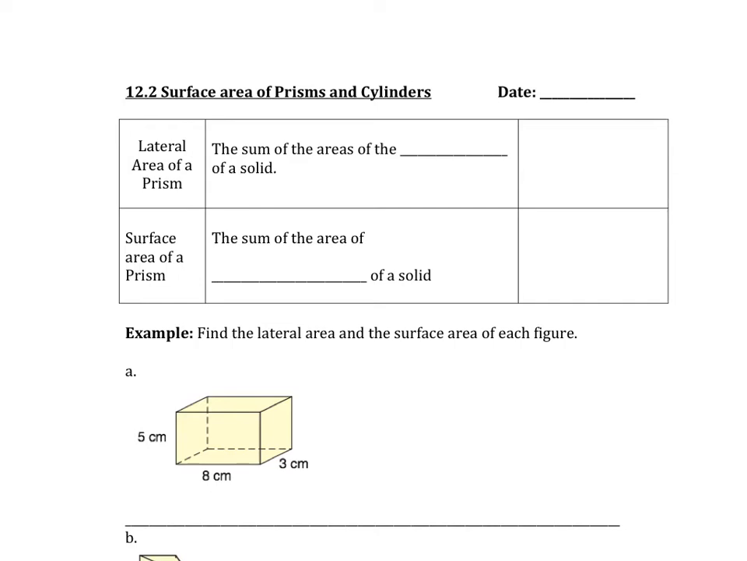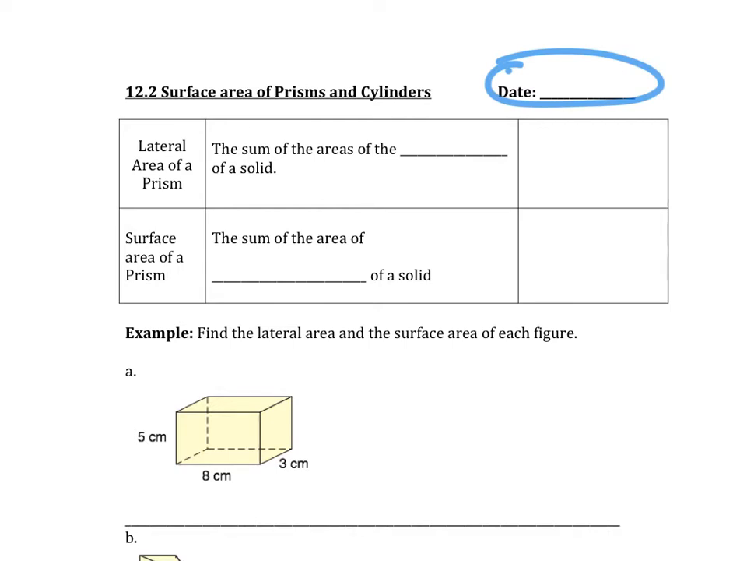Right, here are your notes for section 12.2, surface area of prisms and cylinders. Don't forget to fill in your date up here for today's date. Start with some definitions here, and I'm going to give you some formulas. These formulas are what you're going to refer to when you're working on all these problems.